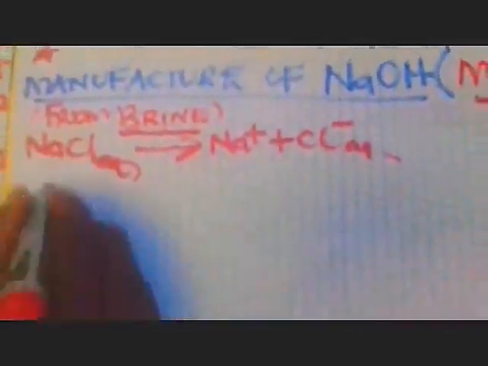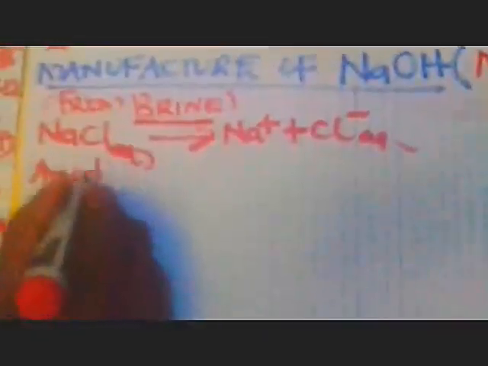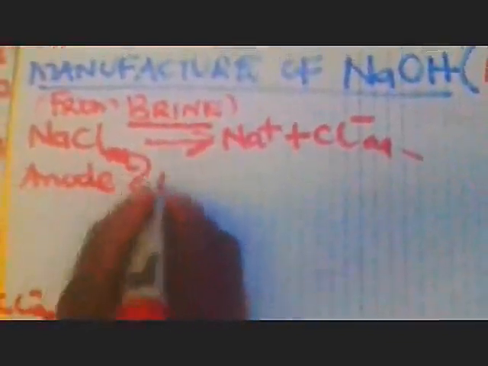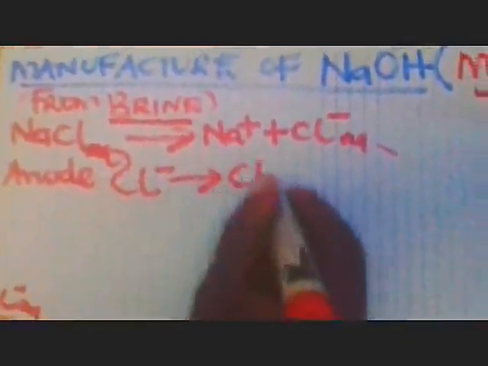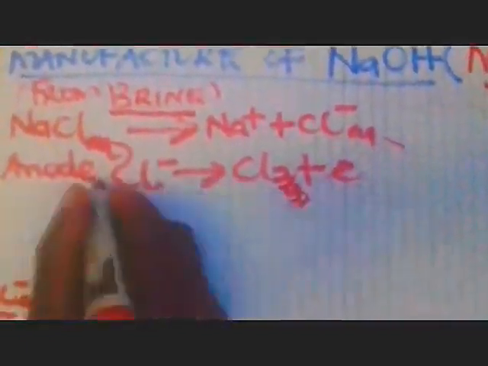Then from there, another application is what we call the manufacture of sodium hydroxide. Here we use what we call the mercury cathode cell, and we put in the brine. Our brine breaks down to form sodium ions plus chloride ions. Now at the anode, the chloride ions are going to lose electrons to form chlorine gas, plus 2 electrons. Chlorine gas will be given off.